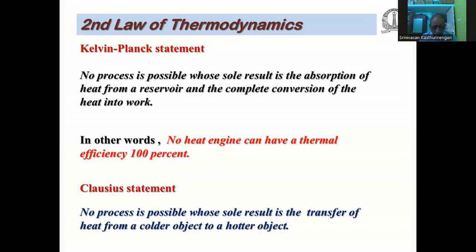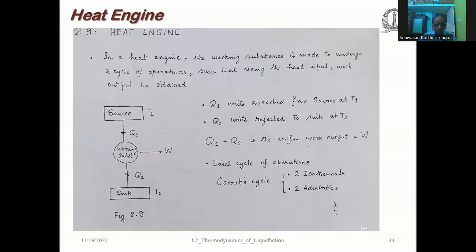In the Clausius statement, you can rewrite this in a slightly different way. It says no process is possible whose sole result is the transfer of heat from a colder object to a hotter object, which means that you require additional work to be done so that heat can be transferred from a colder object to a hotter object.